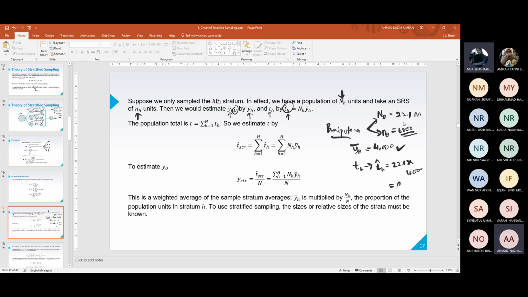It is equal to 8.84 times 10 to the power of 10. I don't know how much ringgit Malaysia this is. This is the total salary of the 22.1 million Bumiputra in Malaysia. So this is the RM. This is a weighted average, all right? So we have discussed this one, and we have also discussed this one.